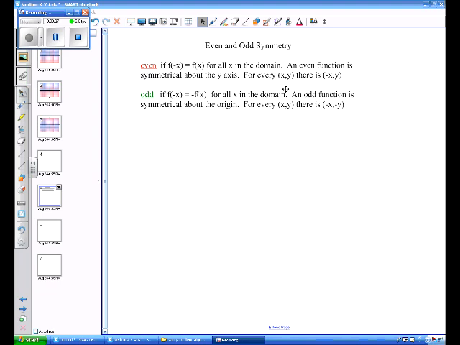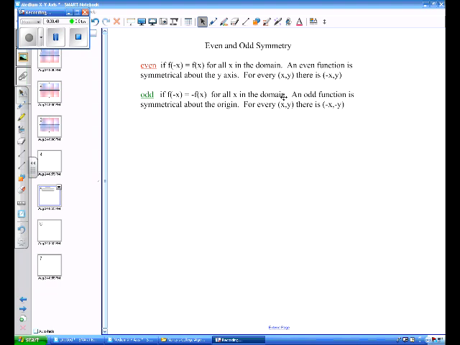But an even function is symmetrical about the y-axis. So if you have a point (x, y), then there's also going to be a point (negative x, y). Notice there that your x's are opposites, but your y's are the same. And so that's going to be symmetrical about the y-axis.